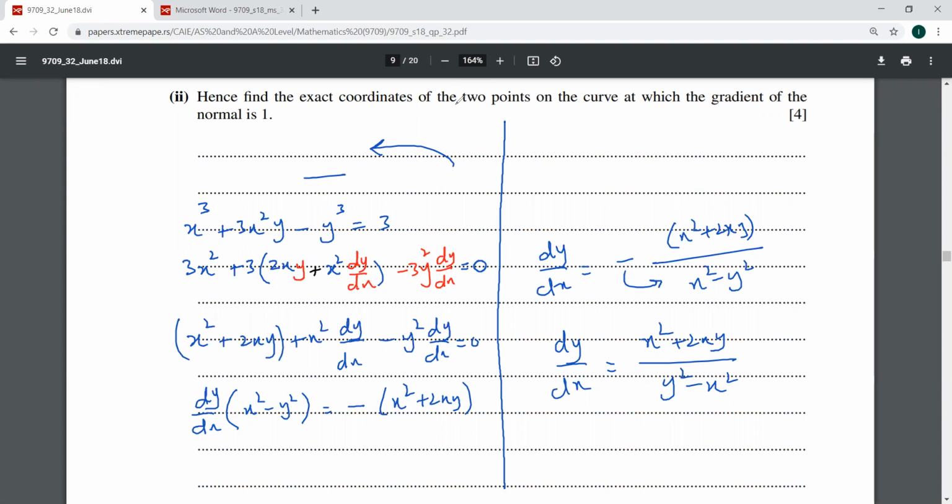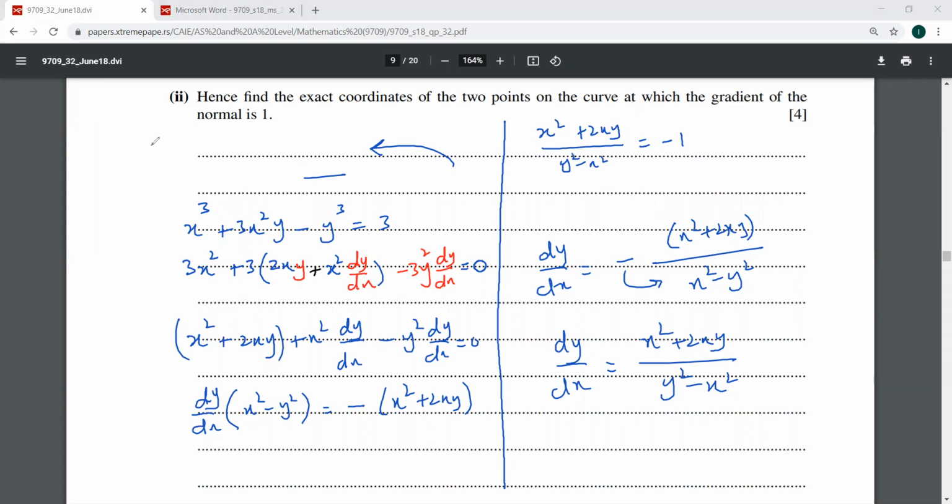Minus 1, because the tangent and the normal are perpendicular to each other, so their gradients would be the negative reciprocals of each other. So I will be writing this: (x square plus 2xy) over (y square minus x square) is equal to minus 1. And I have the equation here.